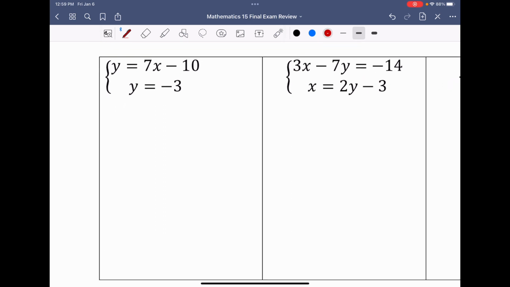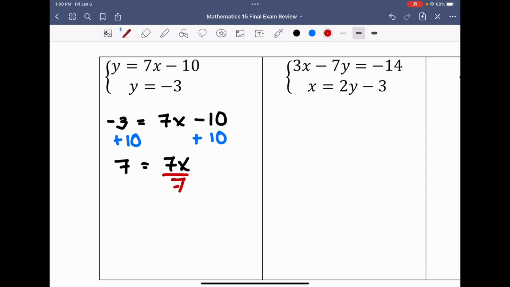Okay, so how we do this using substitution, we want to realize that as long as we have one of the variables isolated, well, what we can do is take everything that's represented by that value or variable and sub it in above. So I go, because I know that y equals -3, well, then it must be that -3 is equal to 7x minus 10. I can now say plus 10 to get rid of that 10 and isolate for x. I get 7 is equal to 7x. I divide both sides by that 7, and therefore I get an x value equal to 1.